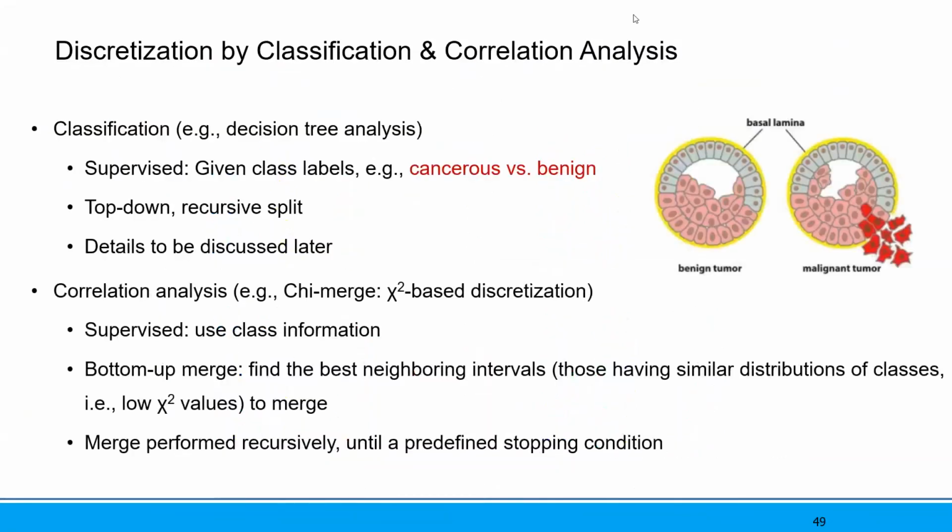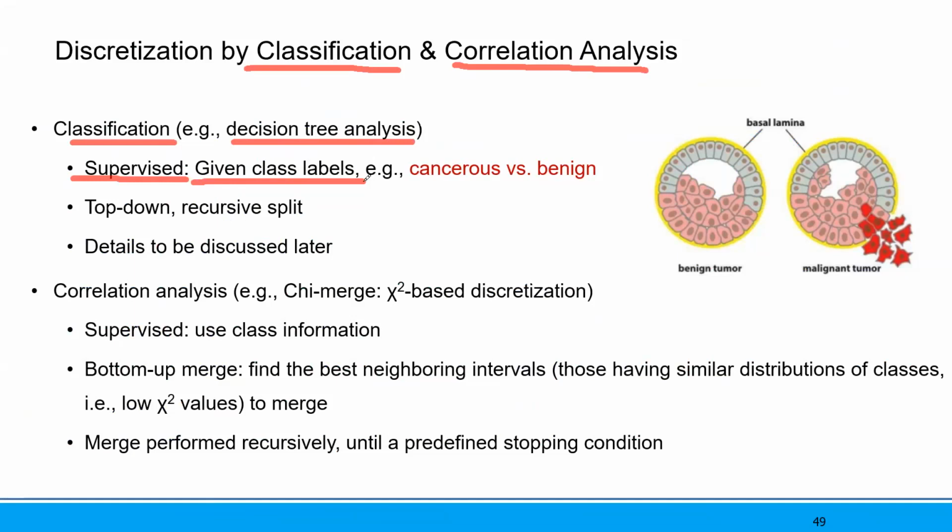We can have the discretization by classification and correlation analysis. Classification. One method that is good for the classification, we call it decision tree analysis. So it is supervised. We have the class label. So what does it mean by class label? We will learn more. But for example, this one is from the medical, from the health.